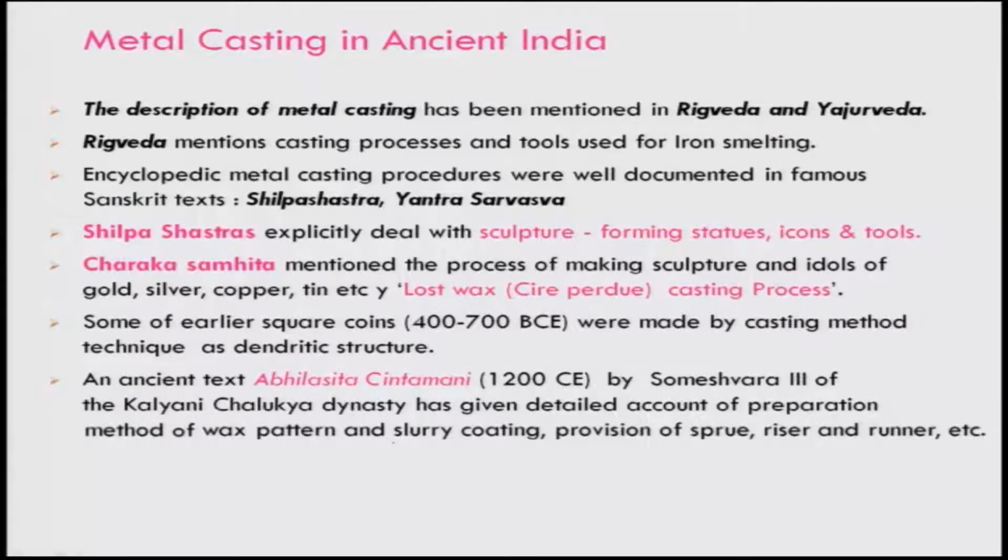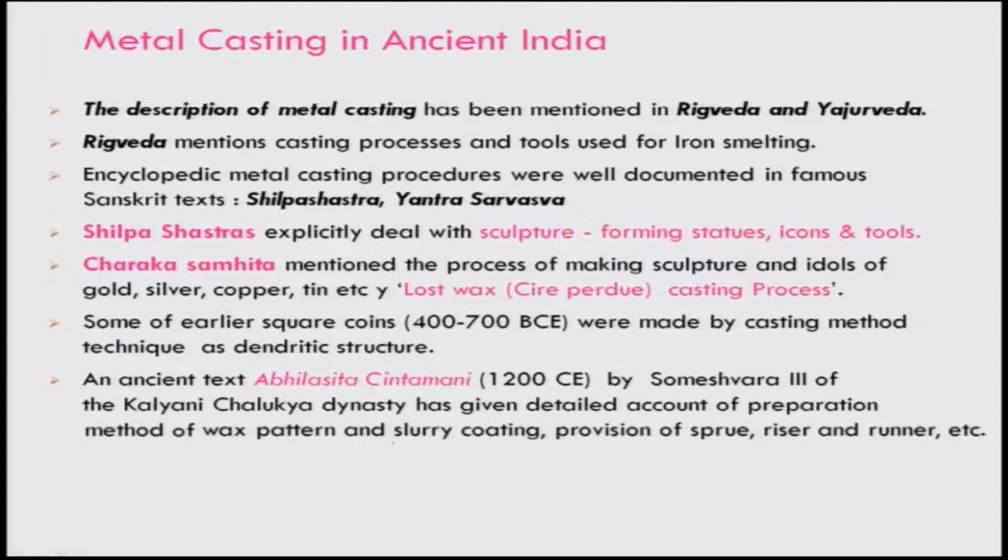So, let us now look at metal casting in ancient India. I will just be giving you a bird's eye view of the evidence, but it is not an exhaustive one. The Rig Veda and Yajur Veda provide a brief description of metal casting, and the Rig Veda mentions the casting process and tools used for iron smelting. Besides this, there are several texts. Let me quote two Sanskrit texts.